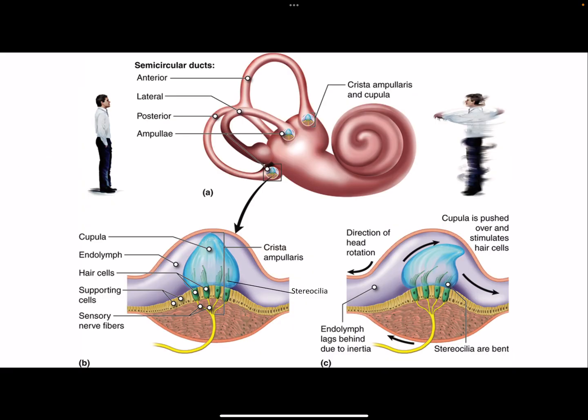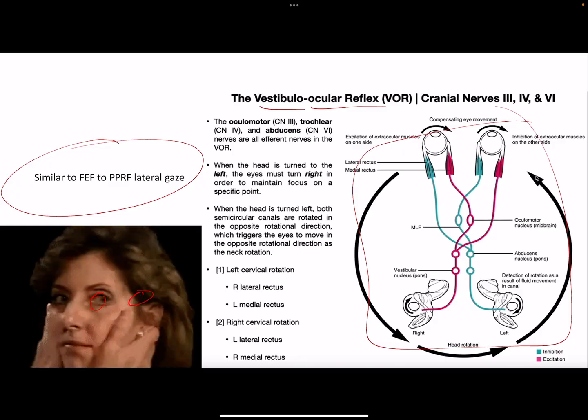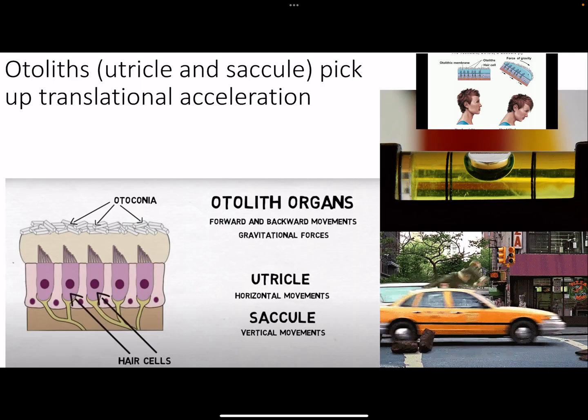Okay, so again, we have these X, Y, and Z dimensions. We have the ampulla, and as we're rotating our head or spinning or something, we're going to have the endolymph in here flowing, and it's going to stimulate these hair cells, which is going to let us know that we're moving our head and help with balance and the vestibulo-ocular reflex and whatnot.